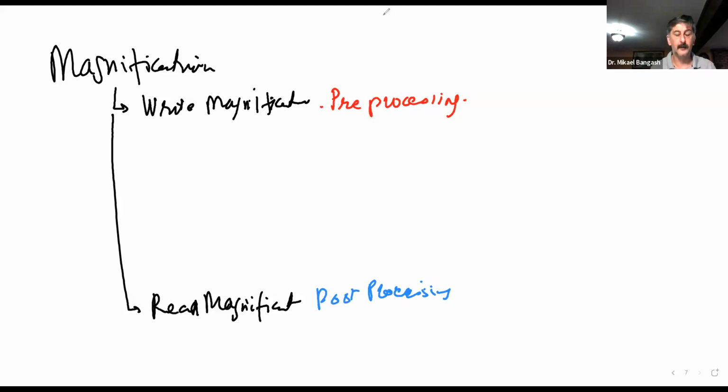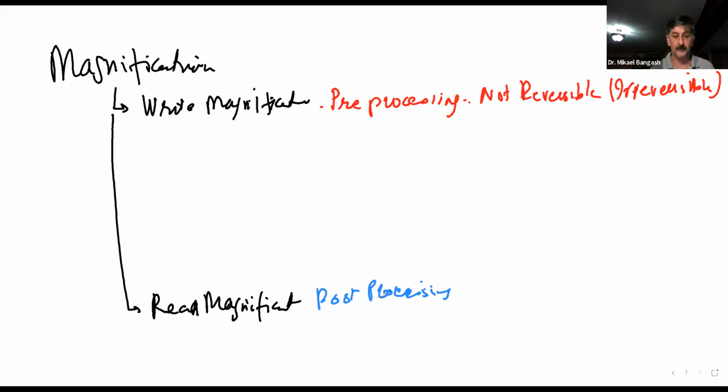Now, what we also said is that pre-processing, which is applied to write magnification because write magnification is an example of pre-processing, is not reversible, or as it may also be mentioned, it is irreversible. Whereas read magnification, which was an example of post-processing, is going to be reversible.